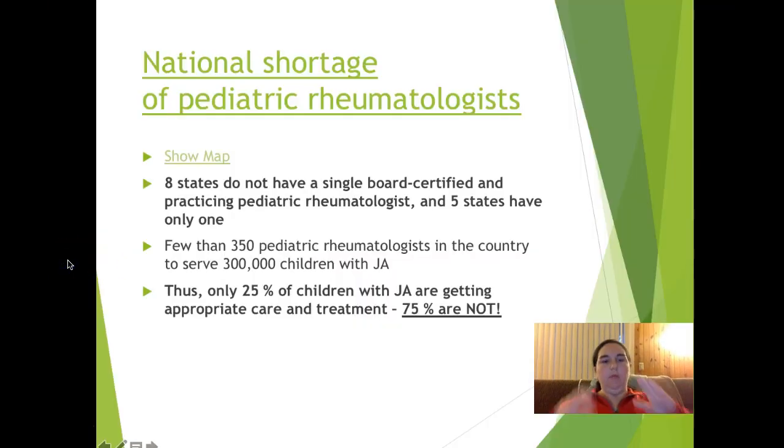So there's fewer than 350 pediatric rheumatologists in the country to serve 300,000 children with JA. Thus, only 25% of children with JA are getting appropriate care and treatment. 75% are not. So that's a big issue.